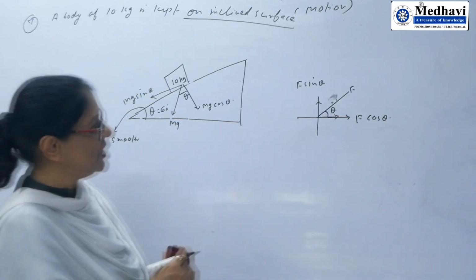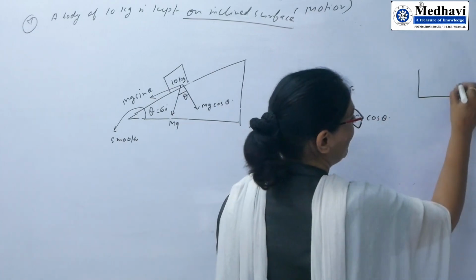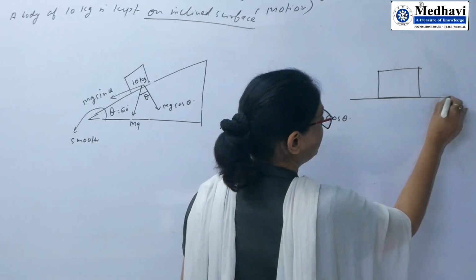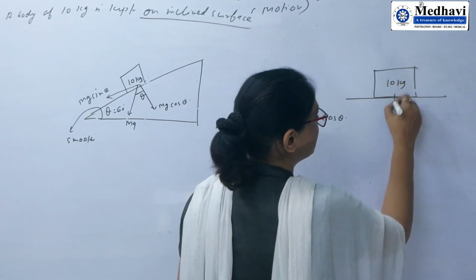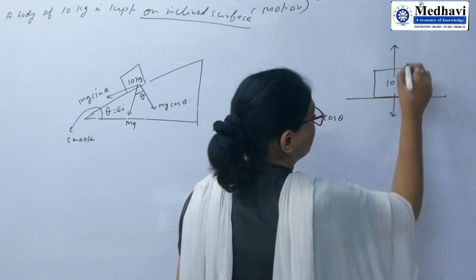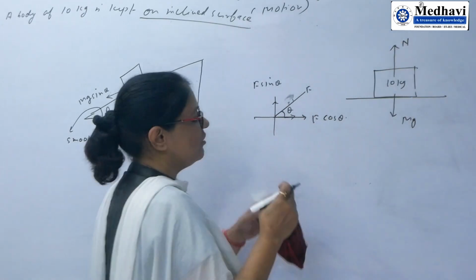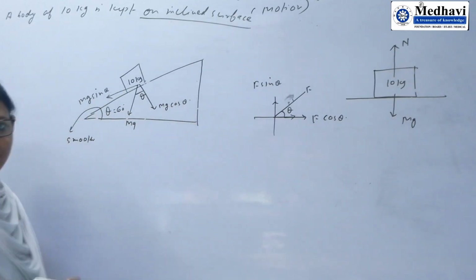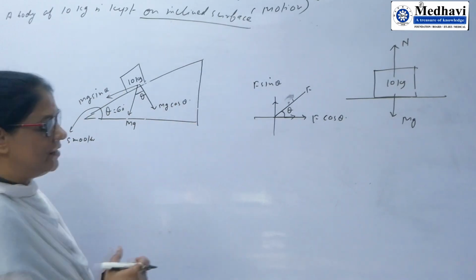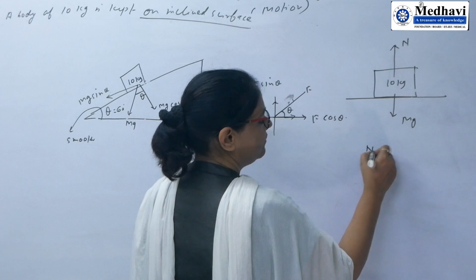So this condition is opposite to this condition. Mind it, when we kept the 10 kg body on the smooth surface, then the force of gravity and normal are both equal in magnitude and opposite in direction. So the body does not move. Here we say net force is 0.